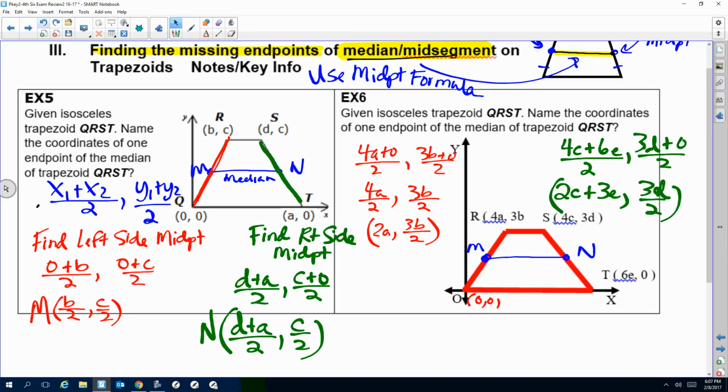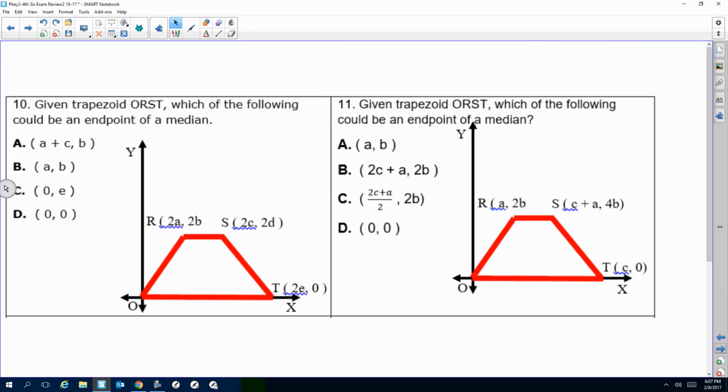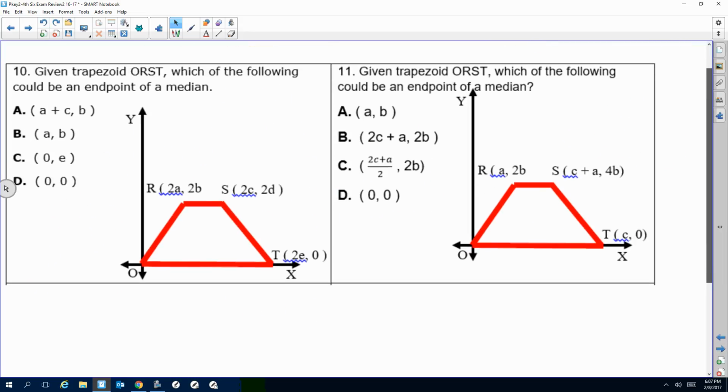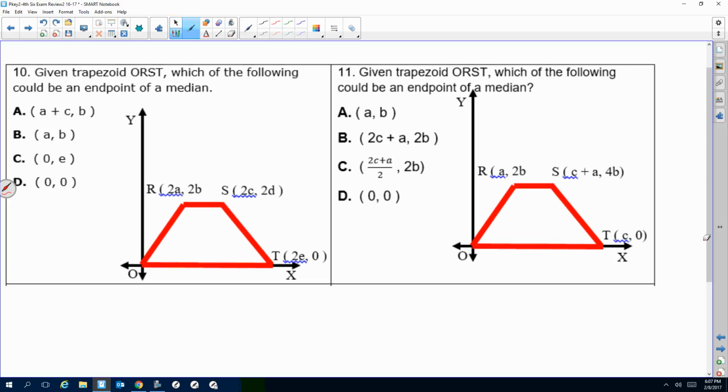Okay, so when we get to this next page, these are our test questions. Try 10 and 11. Pause the video, try it, and then come back and check it. Make sure you can show your work. We should have B here. And it worked on the left side. Draw your median. And this left side worked. Now, when you do 11, draw your median.